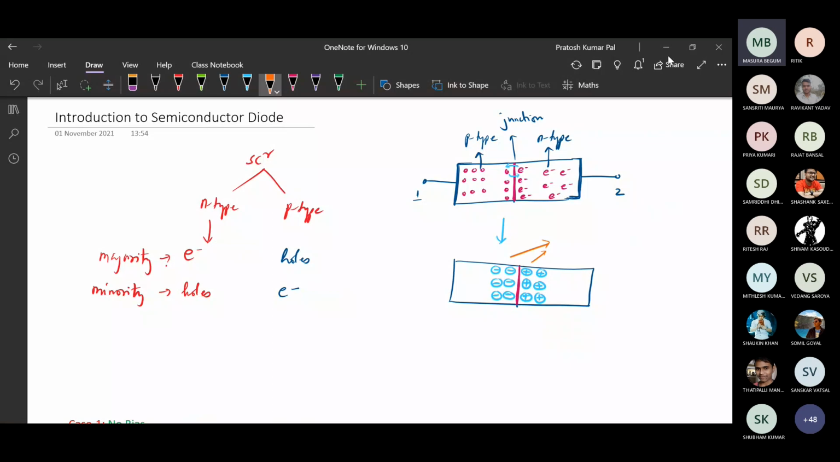So as the electrons and holes combine and leave behind negatively and positively charged ions, those are immobile charge carriers near the junction.